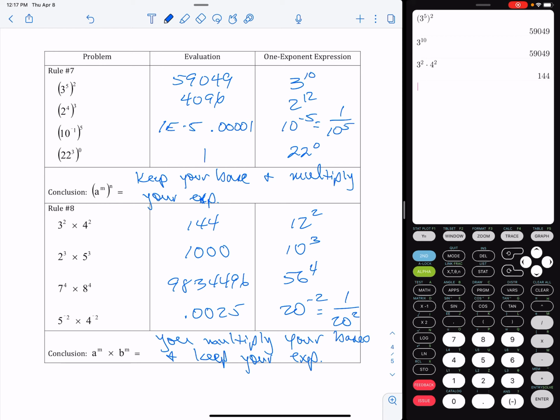So that is the evaluations and all the data for this particular activity, for this data sheet, and all the conclusions. So in the next video, we're going to work a little assignment together using these particular rules.